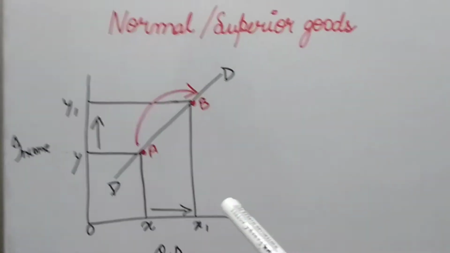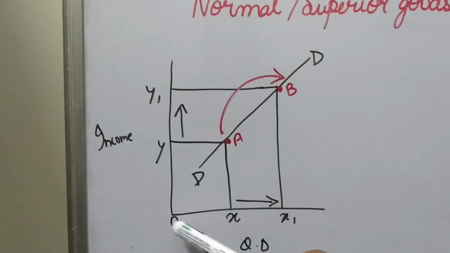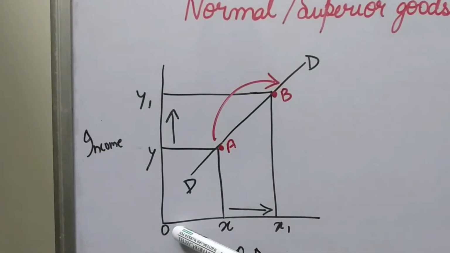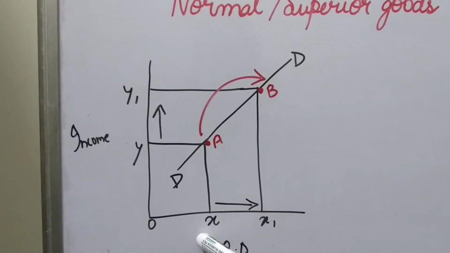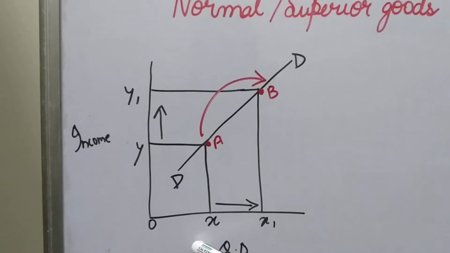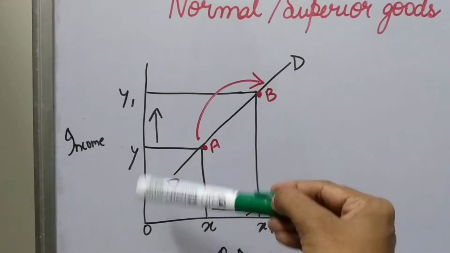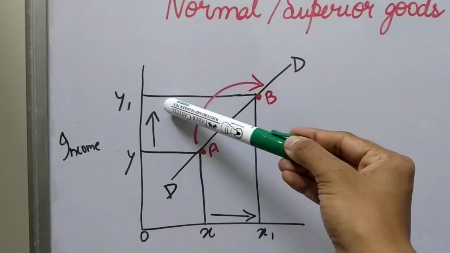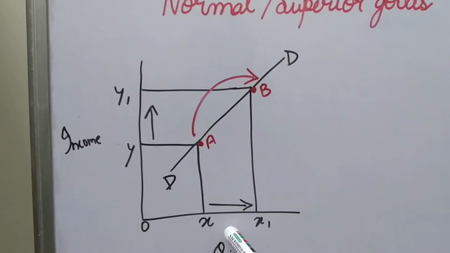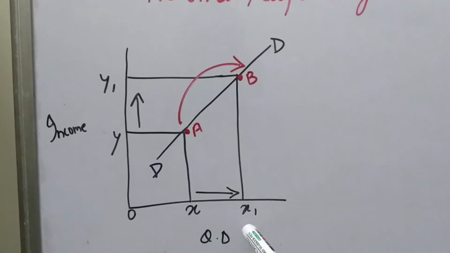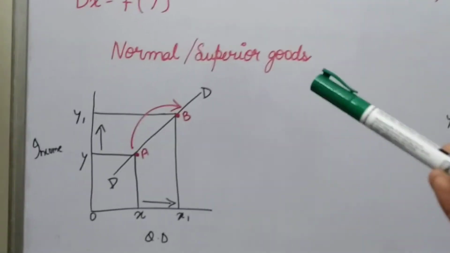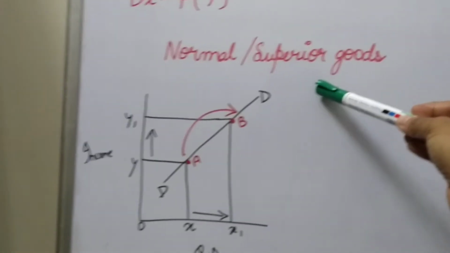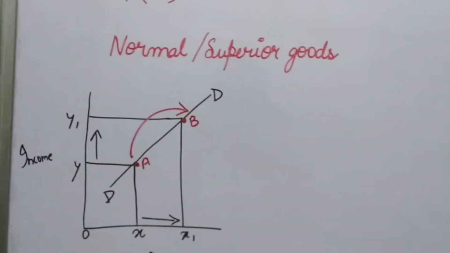The same thing we are going to show in the diagram also. When the income was OY, at that time the consumer was consuming OX units of the X commodity. When his income increases from OY to OY1, he will increase the consumption of the X commodity from OX to OX1. That means these are the goods which are totally affected by the income level, or you can say these are the superior goods.